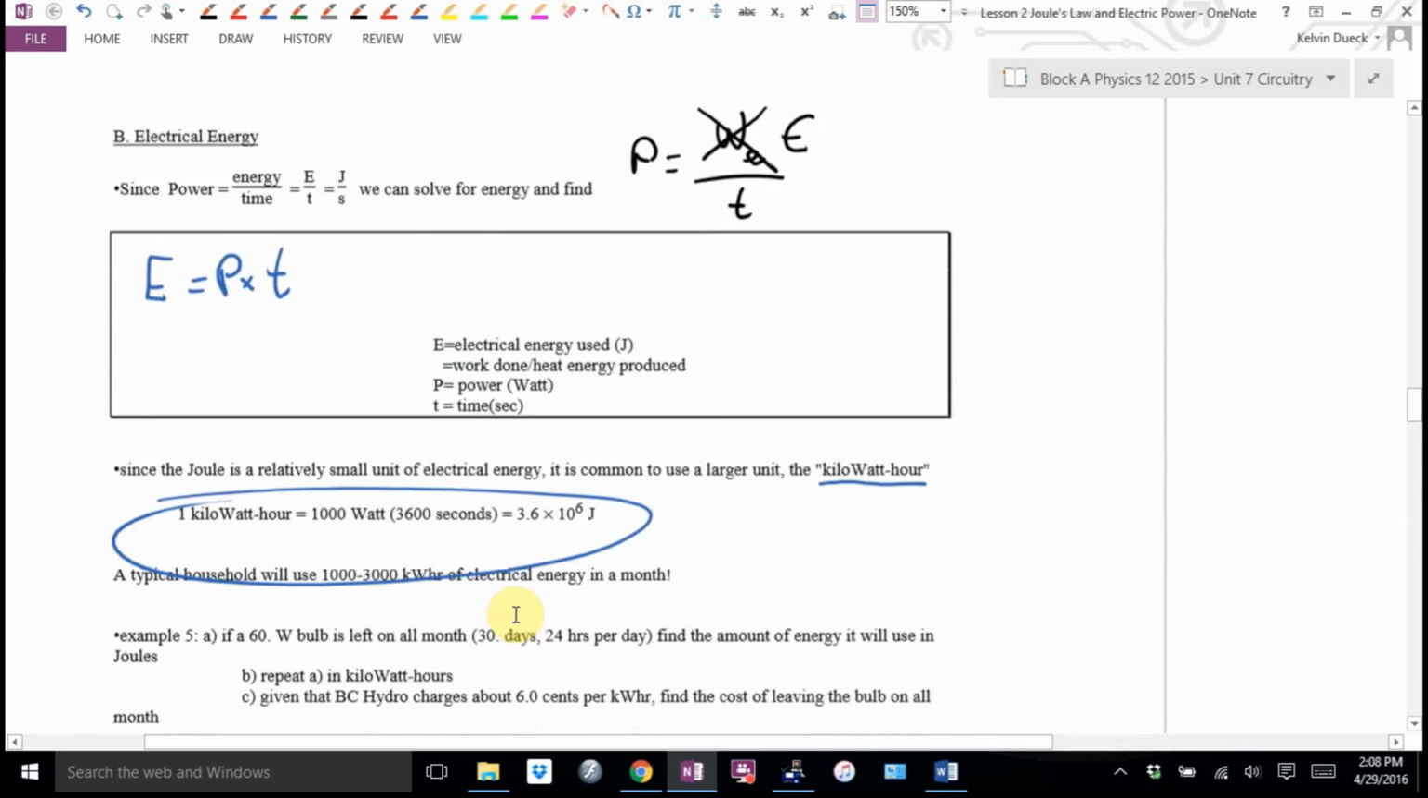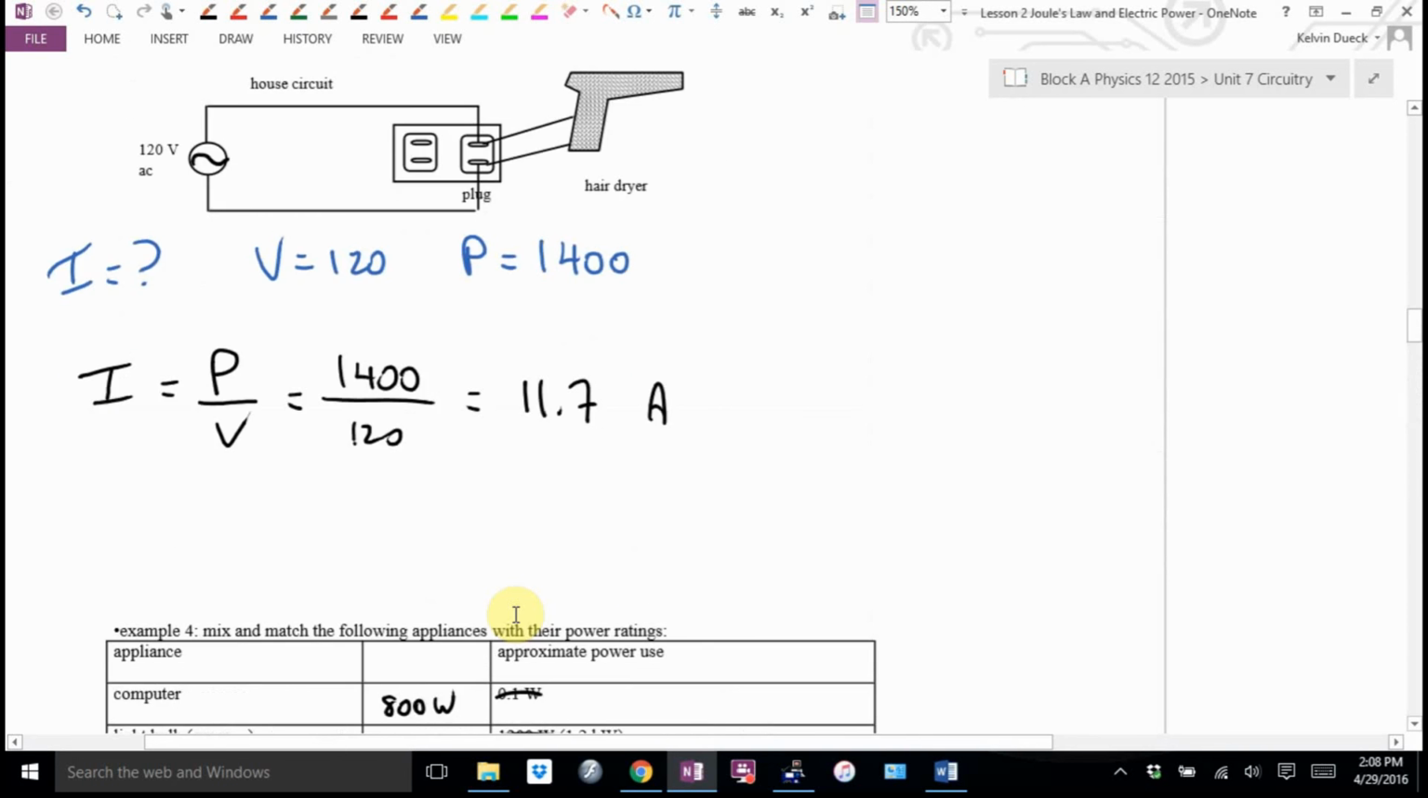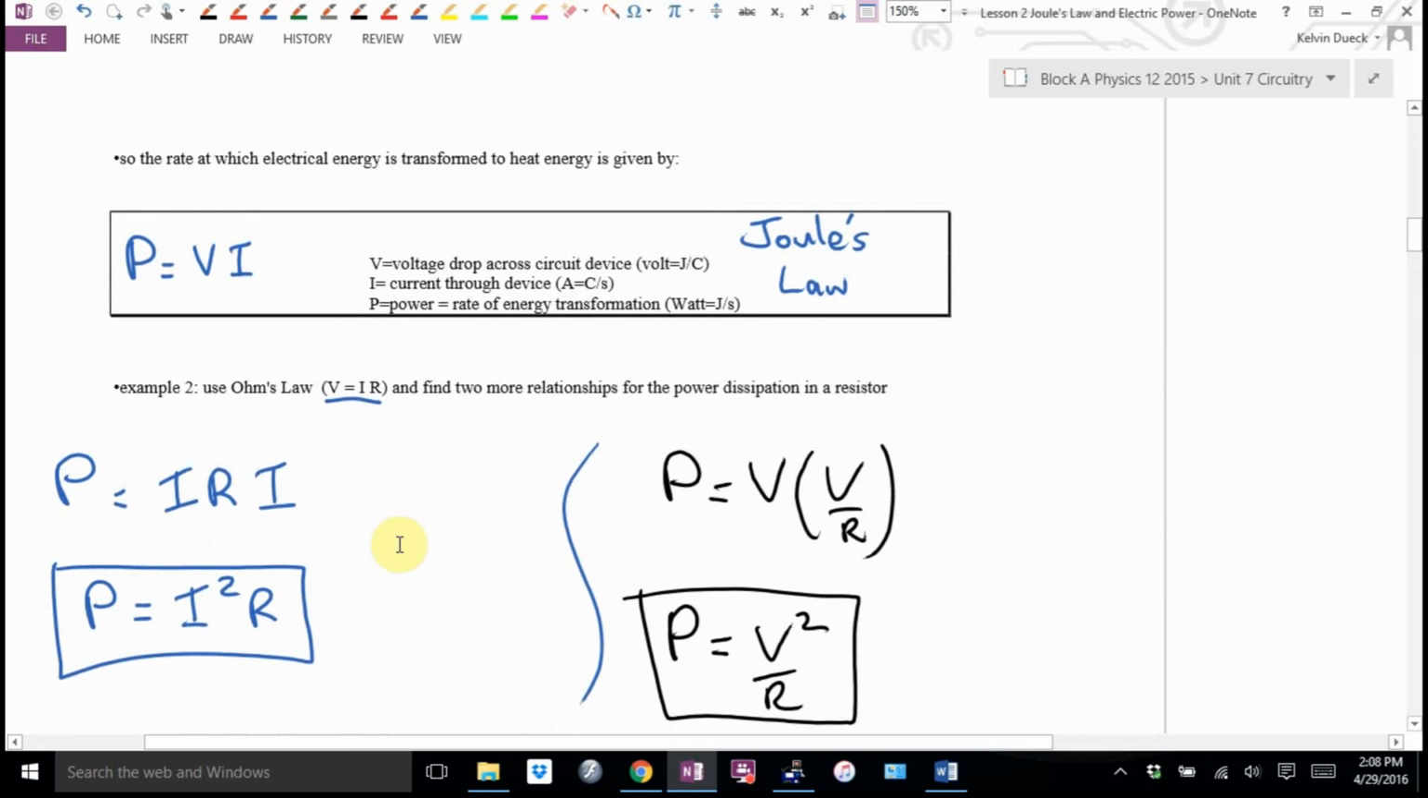Power is what over what? Work over time. Electrical power is what? V times I, that's Joule's law. And if you combine that with V equals I times R, Ohm's law, if you give me any two, I can find the fourth.